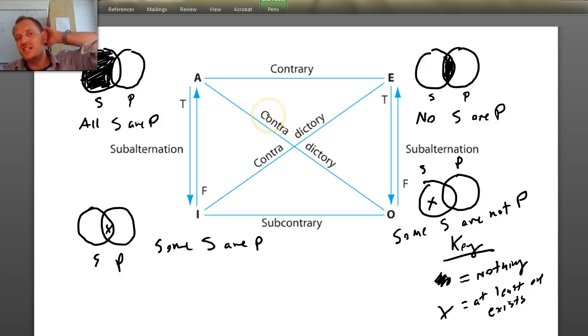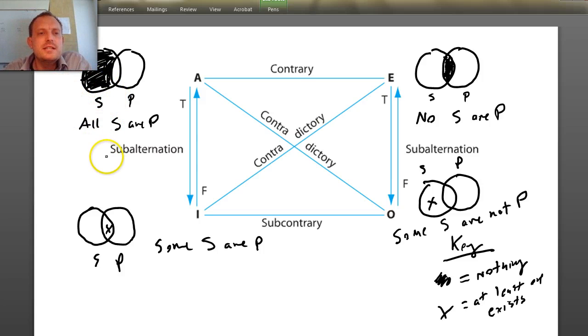But here's the question. What about the A and the I statement? What if I make an all S are P and then some S are P as an immediate inference? For instance, to give you a sort of real example, what if I said that all frogs are amphibians, therefore some frogs are amphibians? Okay. Now, obviously, I've done a subaltern immediate inference here because I started with an A and I concluded with an I, where I said if this is true, this will be true too. But now let's take a look at the Venn diagrams.